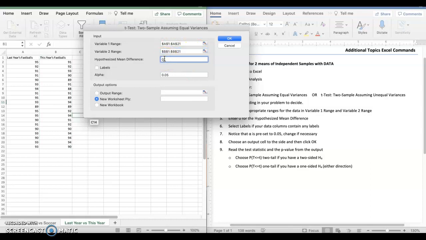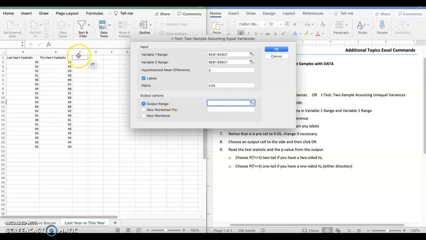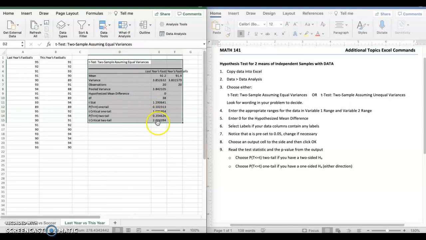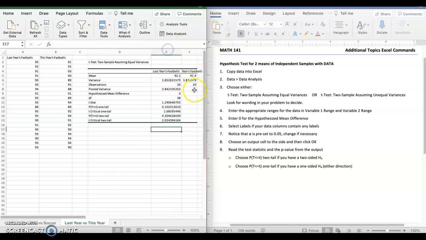We hypothesize that perhaps there is no difference whatsoever between the means. I do have labels in the first row, so I'm going to click that. The alpha value of our problem is still the standard 0.05, so I don't need to make a change there. I'm going to choose the output range and just click somewhere over in a blank cell to give it somewhere to put this information, and then click OK. And widen that up a little bit so that I can read everything clearly.